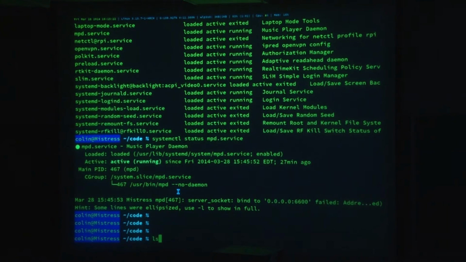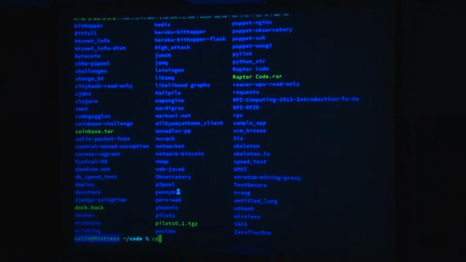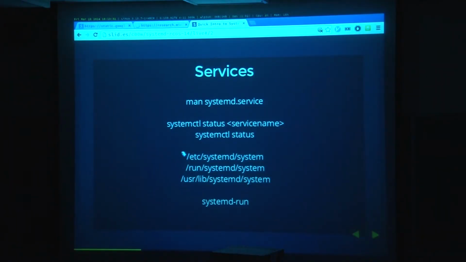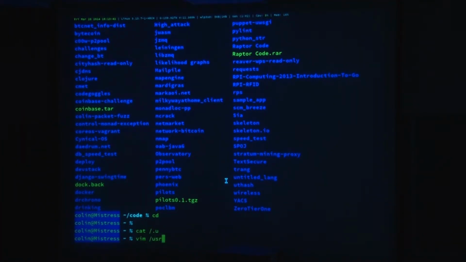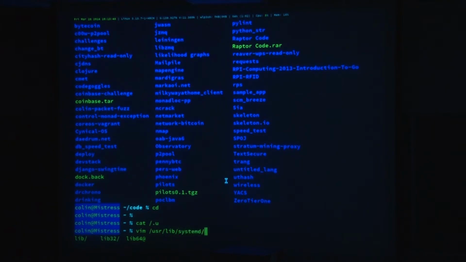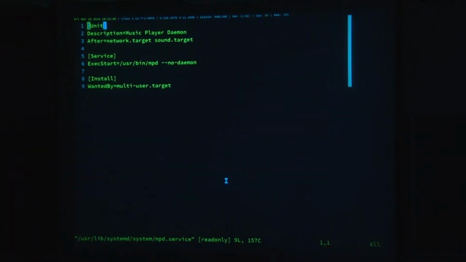So how it knows what this is actually is via a configuration file. Every service has a .service file somewhere in the file system. The ones that are pre-shipped with systemd or pre-shipped with packages reside in /usr/lib/systemd/system. So for example, /usr/lib/systemd/system/mpd.service. This is the music player daemon service file.